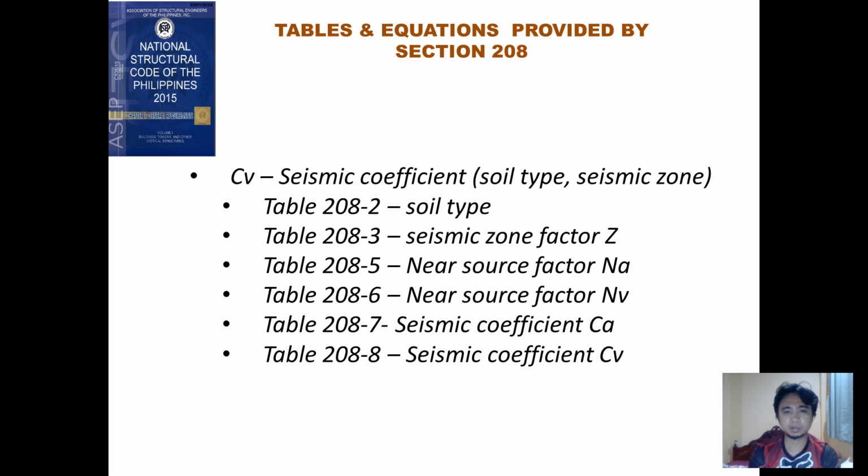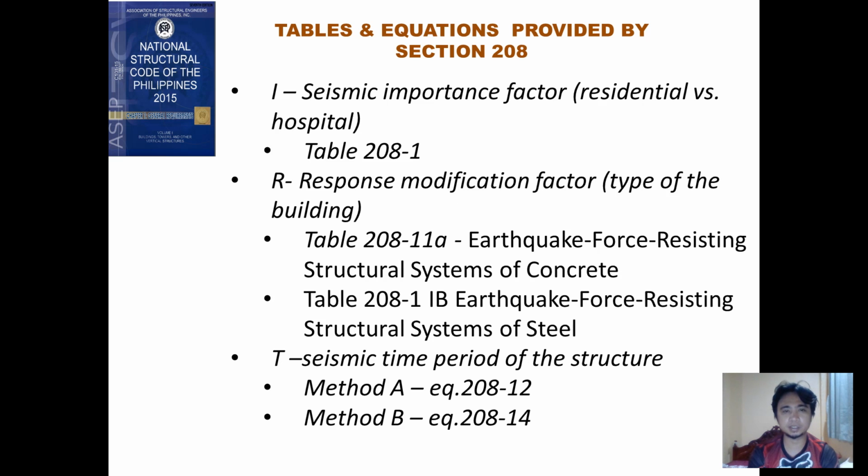Another table we have is the near source factor Na in 208-5, and another table for 208-6, the near source factor Nv. The near source factor just refers to how far your structure or site is from the nearest fault line on the map, whether it is greater than 15 kilometers, less than 15 kilometers, etc. Table 208-7 also contains the seismic coefficient Ca, and in 208-8 we have the seismic coefficient Cv.